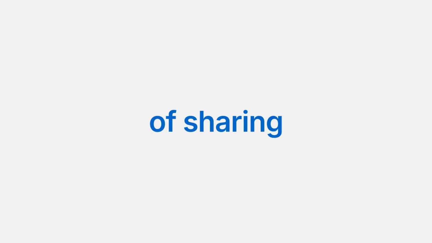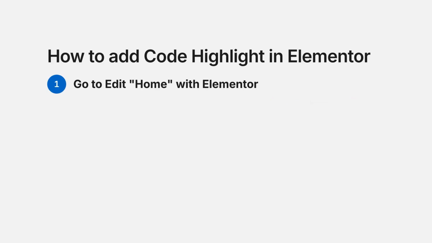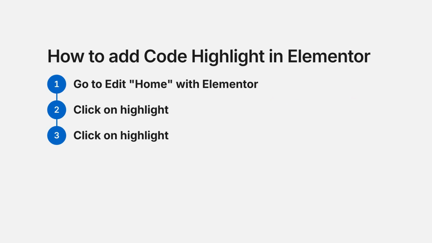Are you tired of sharing code snippets that look plain and boring on your Elementor site? Learn how to unlock the Code Highlight widget in under 2 minutes. We'll start by editing your homepage in Elementor. Then we'll click through the Highlight and Pro menus to reveal the Code Highlight widget. Finally, you'll upgrade and activate it.